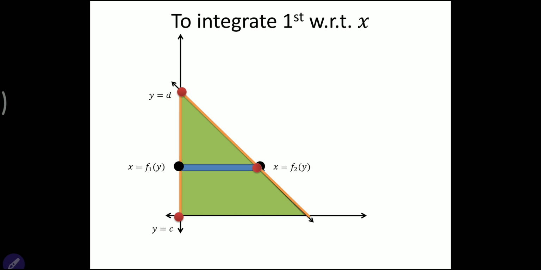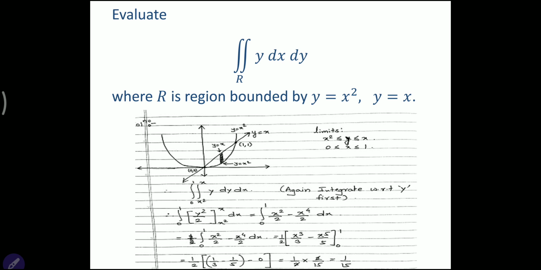So remember another thing here: whenever you consider a strip parallel to the x-axis, the limits of x will be variable and y will be constant. Similarly, when you consider a strip parallel to the y-axis, the limits of y will be variable and the limits of x will be constant. Okay, so let us see one example on it.